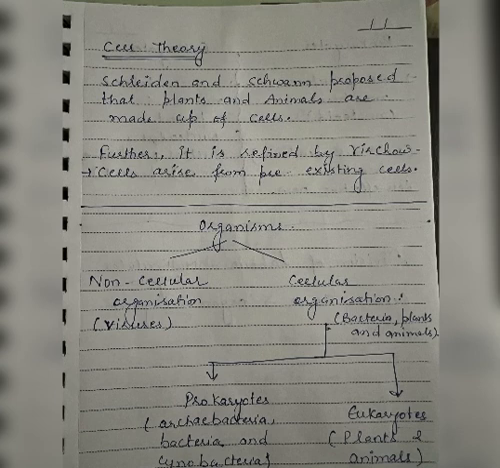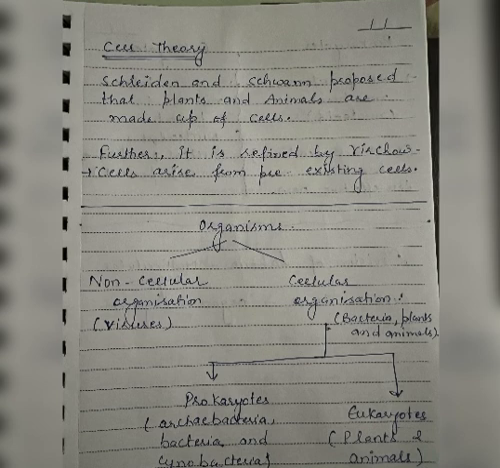Next, let's move to the topic of cell theory. Cell theory was given by two scientists, Schleiden and Schwann, who proposed that plants and animals are made up of cells. Further, this theory was refined by the scientist Virchow, who said that cells arise from pre-existing cells only. Cells are not formed from any other substance, they are formed only from pre-existing, old cells with the help of division.